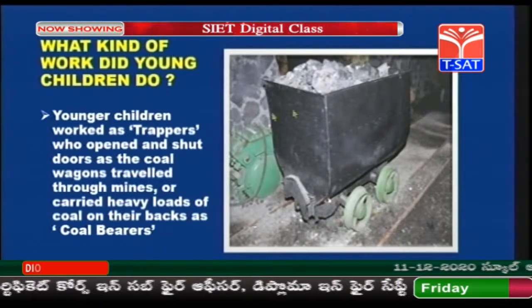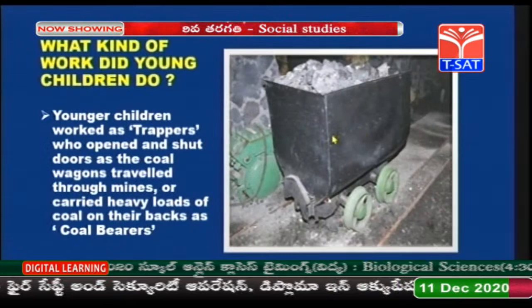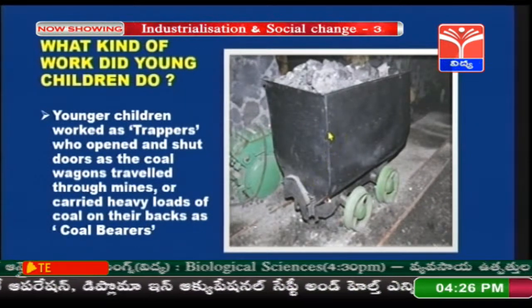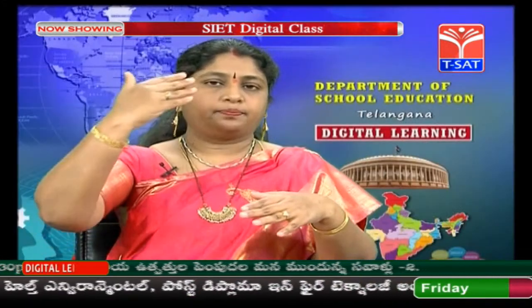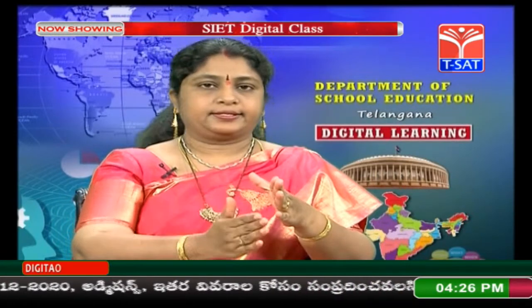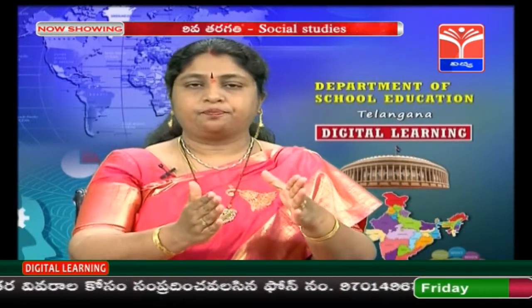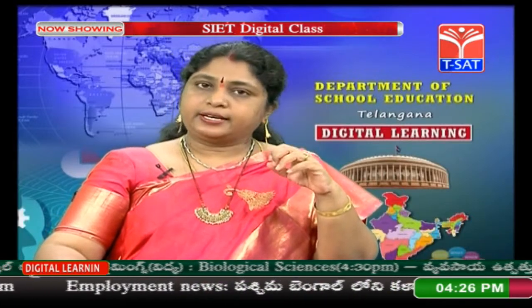So this is a wagon. A wagon is what carries the loads, right? When these wagons are moved from one place, like when they are coming up in the lift, the young people are there as trappers. That means they had to open and shut the gates of the wagons, right? And not only that, they even used to carry the loads on their backs.